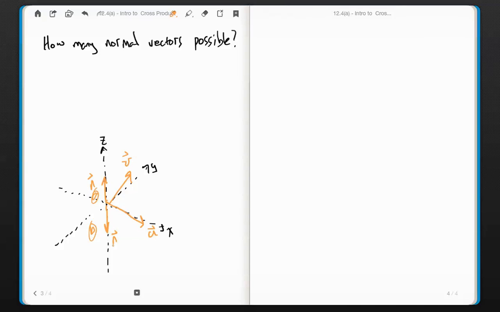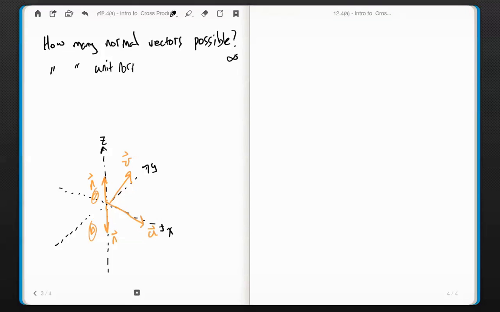However, this could be much longer. I could have a lot of normal vectors. It could be very long, it could be very short, it could go this way, this way. So how many normal vectors are possible? There's an infinite number.